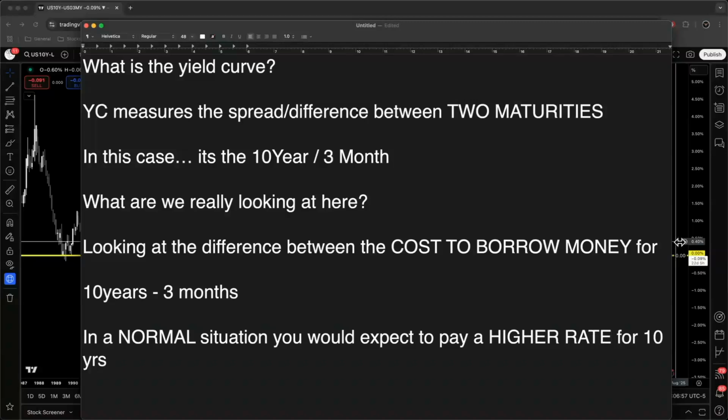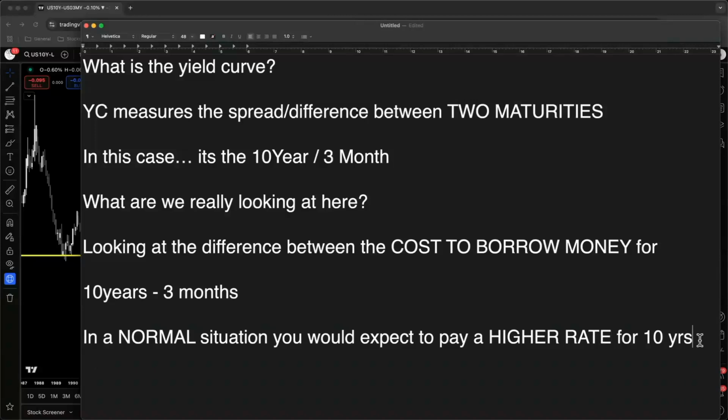Anything can happen. There's so much more risk, and whoever's loaning you the money is not going to have their money for 10 years, so they're going to want to be compensated for that. However, with yield curve inversion, this is backwards.